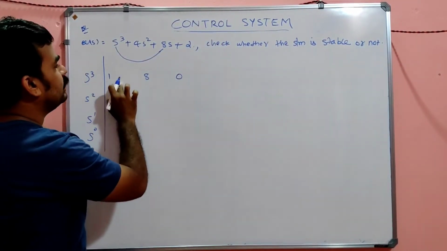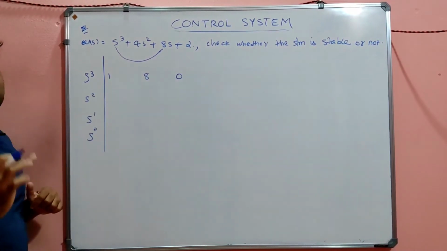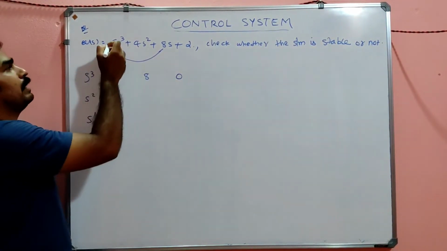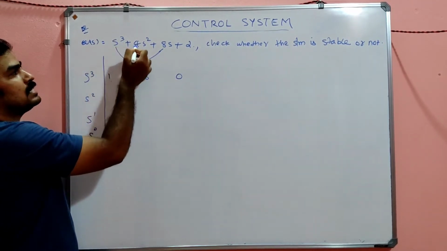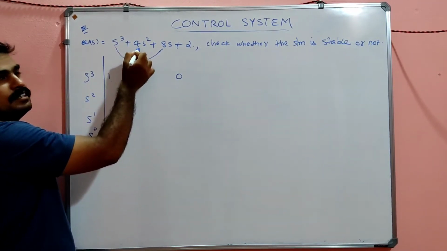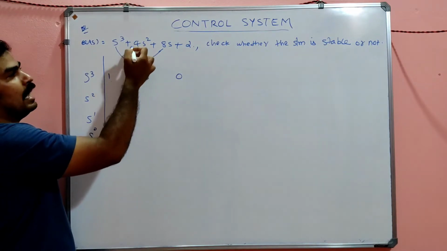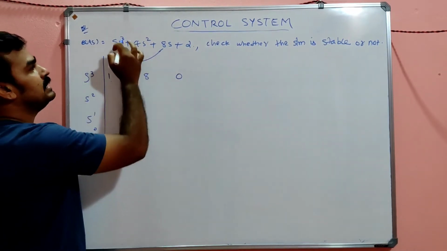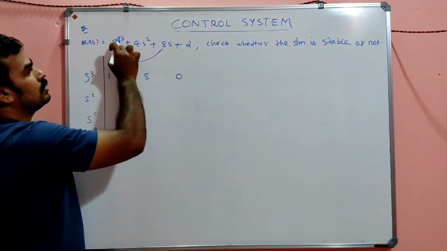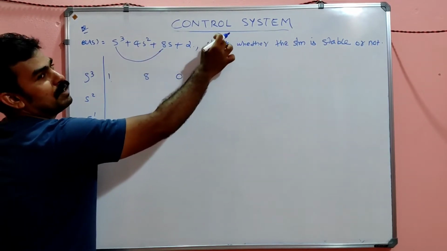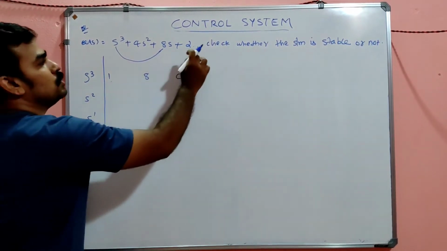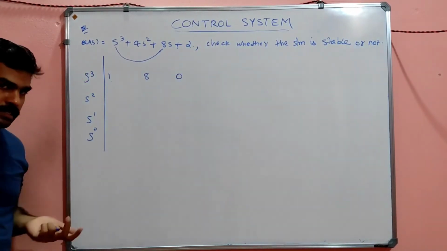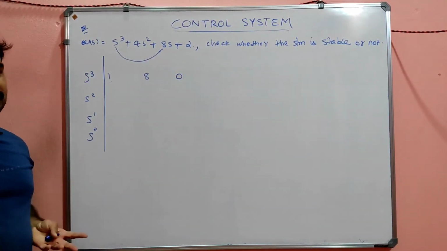Alternatively, you have to write the coefficients. That is the important thing. First I wrote the coefficient of S cube, so 1. Next I left the second term and went to the third term alternately. First one and third one, again fifth one. If there is no fifth one, it is simply 0. No need to focus.